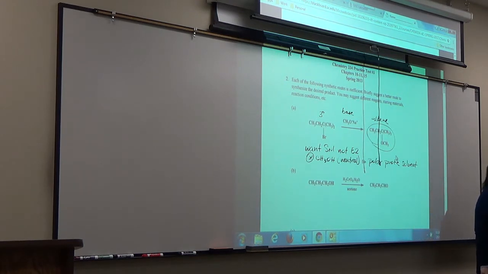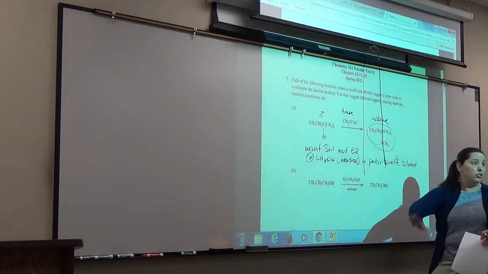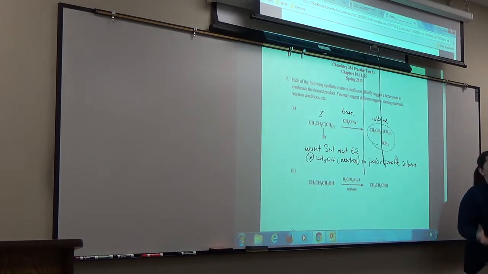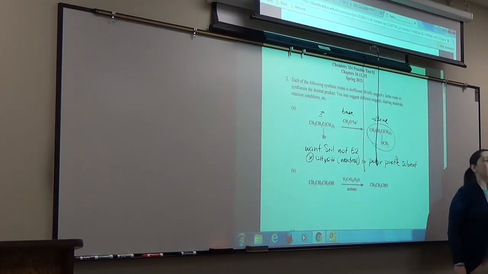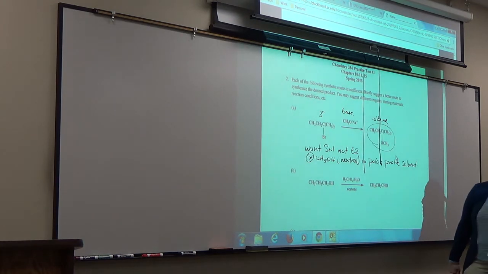So in order to substitute, I don't want a base, right? The base is kind of what's making this go elimination. We've talked about that, right? The fact that a base is also a nucleophile can be something that leads these to be competing mechanisms. But does that make sense?